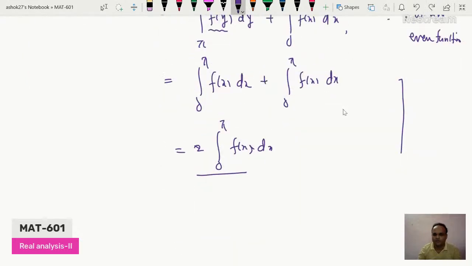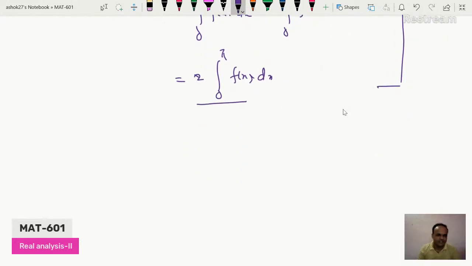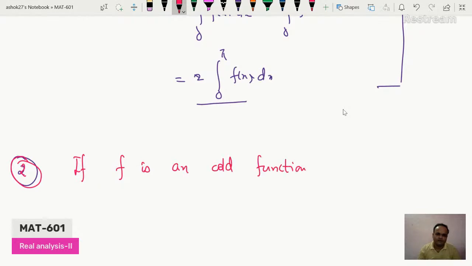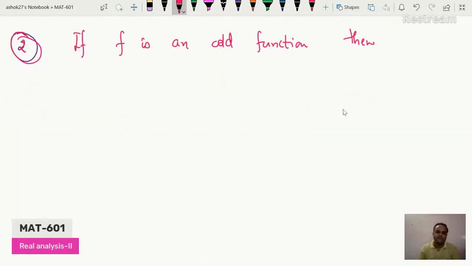So you can refer to this proof. Very simple. So that is the first remark. Second remark: what is the second remark? If f is an odd function, in that case, integration from minus pi to pi of f(x) dx will be just 0.